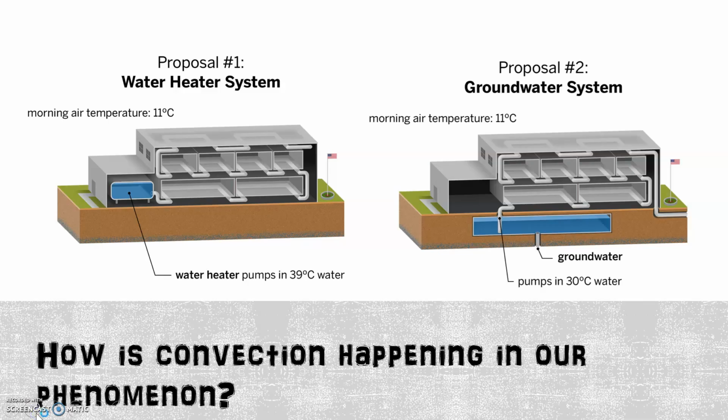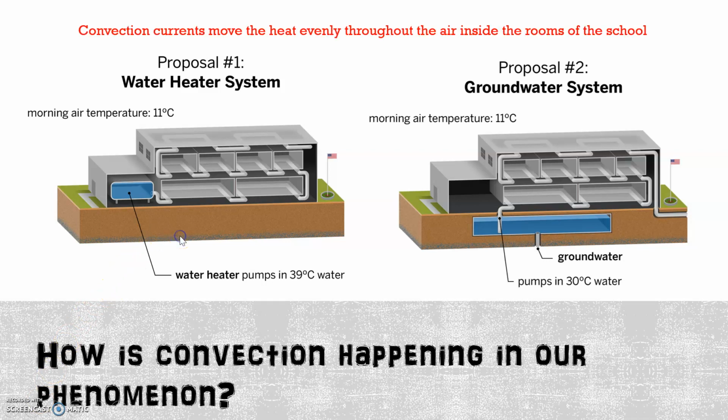Okay, one last thing. How is convection happening in our phenomenon? Take a moment to really think about that. Basically, convection currents move the heat evenly throughout the air inside the rooms of the school. So once the metal pipes conduct the heat to the air, it spreads throughout the air through these convection currents that are happening in each of these individual rooms.